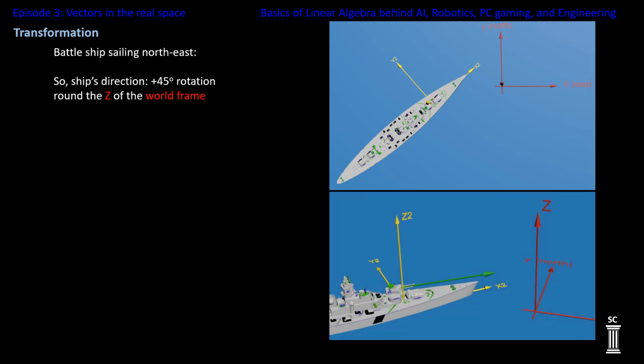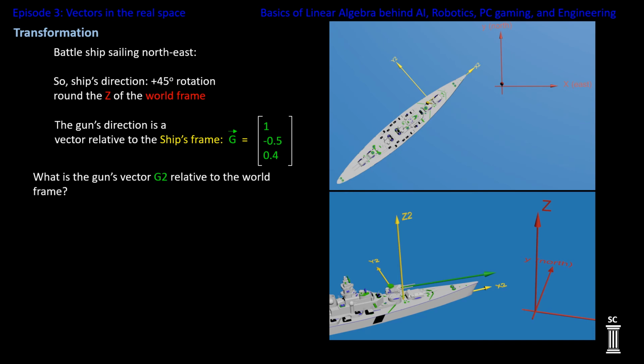The ship has a gun. The gun has an orientation within the yellow frame, which is the ship's own frame. This is shown by the green vector. Let's say the orientation is 1, minus 0.5, 0.4. The question is, what's the gun's orientation within the red world frame?